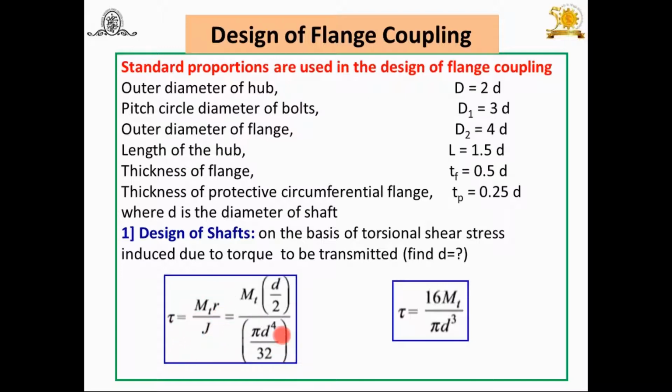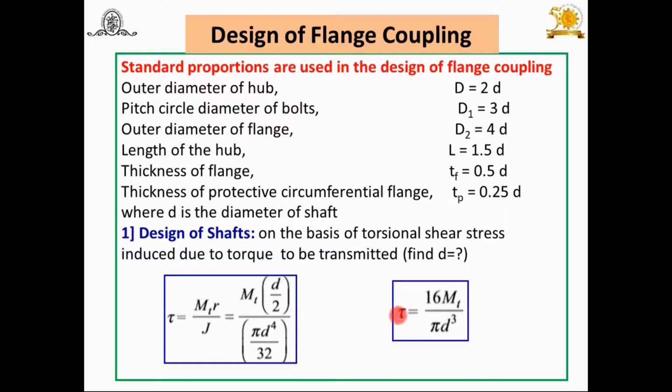J is the polar moment of inertia. For a circular shaft, it is pi by 32 into d raised to 4. Mt is the torque transmitted. R means d by 2, the shaft diameter by 2, the distance to the outermost fiber from the neutral axis. From this expression, you will get this equation: tau is equal to 16 Mt upon pi d cube.